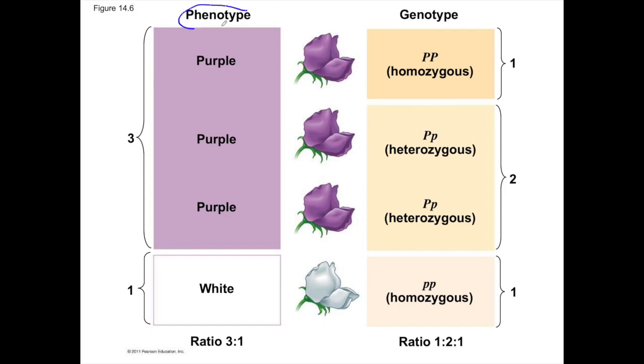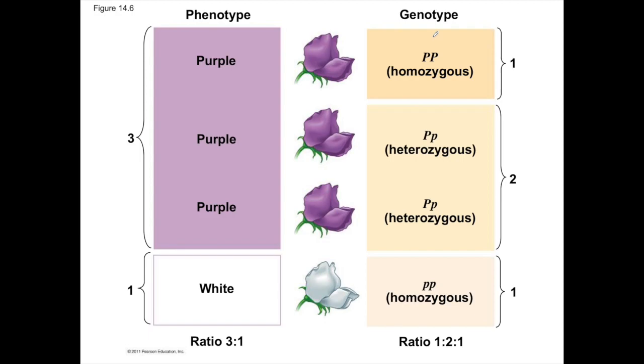So phenotype is something's physical appearance. Like, what does it look like? Is it purple flowers or is it white flowers? That would be the phenotype. In contrast, genotype would be what are its genes. So is it homozygous dominant, heterozygous, homozygous recessive, big P big P, big P little p, little p little p? That would be its genotype.